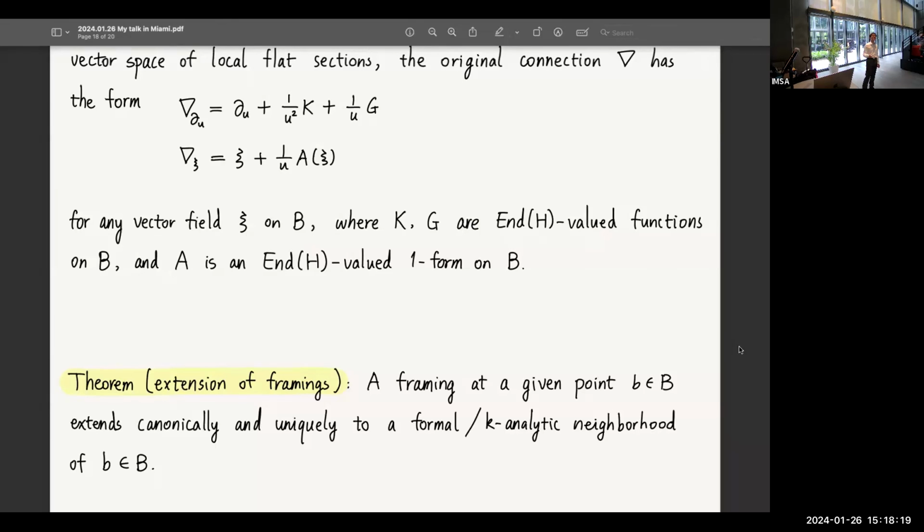At a given point on this Frobenius manifold, on the base of the F bundle, if we already have a framing at a given point, then that extends canonically and uniquely to a neighborhood. It can be a formal neighborhood or a K-analytic neighborhood of little b. And the proof relies on order by order computation.